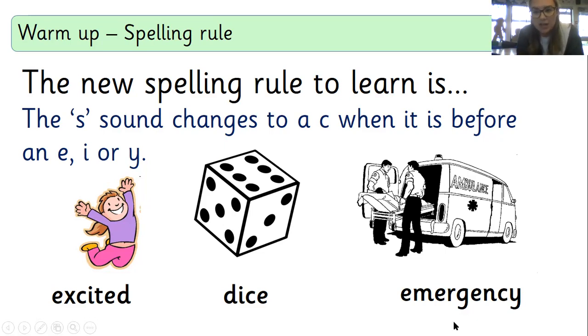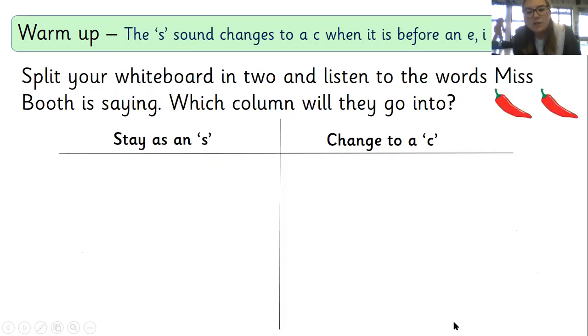And we're going to do a bit of a challenge now. I'm going to read out some words. You need to listen really carefully with your listening ears. And you're going to decide if that should stay as an S or if it should be changed into a C when we write it down, when we spell it. So I'd like you to pause me in a second because you're going to need to split your whiteboard in half into two columns and set it out just how I have on the screen there. One column says stay as an S and the other column says change to a C. So if you pause me, can you do that on your whiteboard, please?